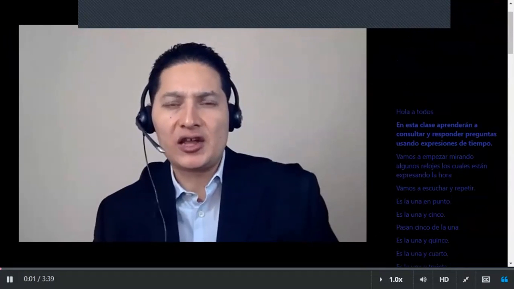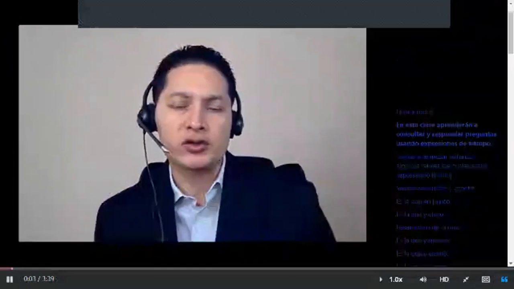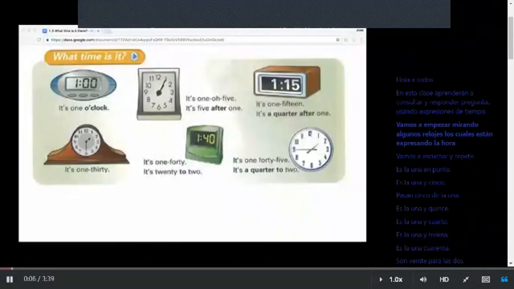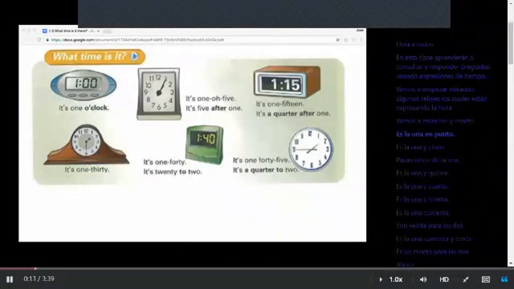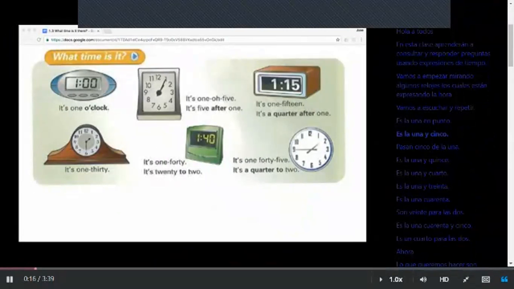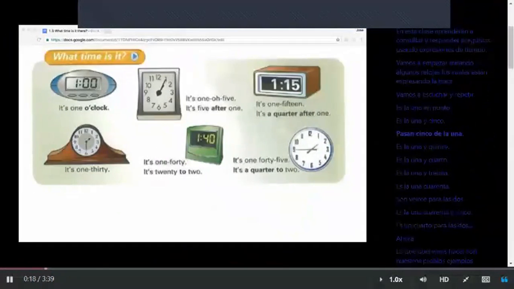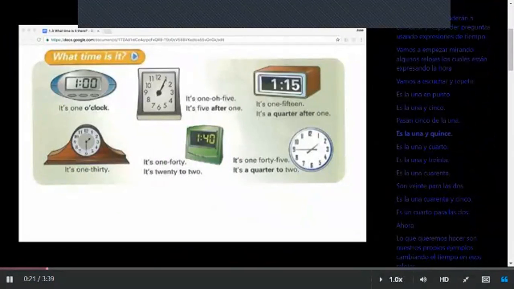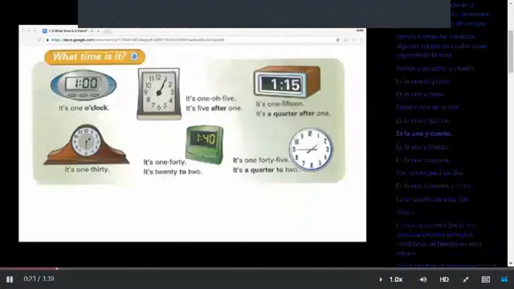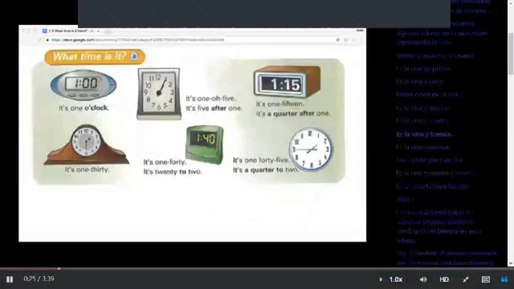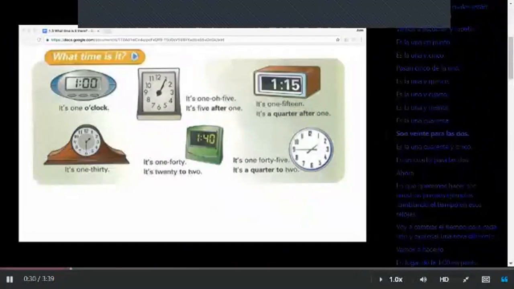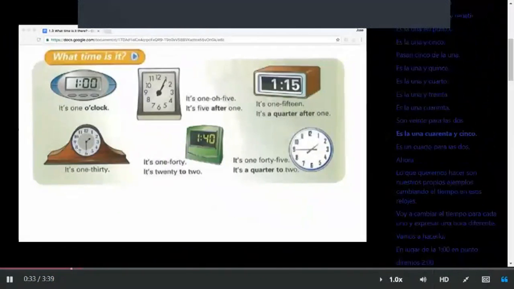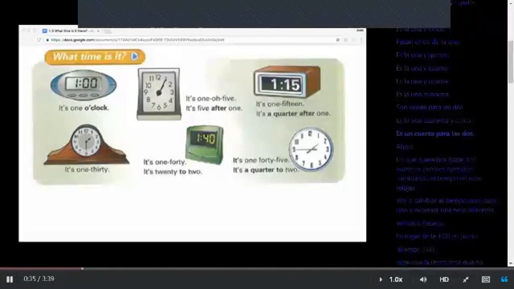Hi, everyone. In this class, you'll learn to ask and answer questions using time expressions. Let's get started by looking at some clocks which are expressing the time. Let's listen and repeat. It's 1 o'clock. It's 1:05. It's 5 after 1. It's 1:15. It's a quarter after 1. It's 1:30. It's 1:40. It's 1:45. It's a quarter to 2.